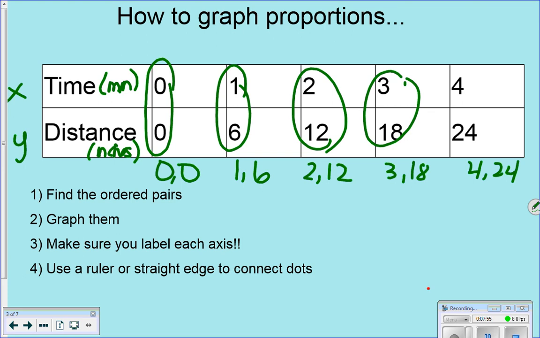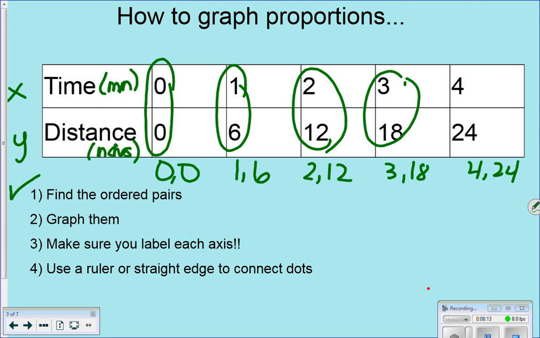Alright, so I found my ordered pairs. Check that one off the list. Okay. Next thing I'm going to do is graph them. Now, when you make a graph, most of the time today, you don't need the whole 4 quadrants like we had yesterday. You're only going to need quadrant number 1.